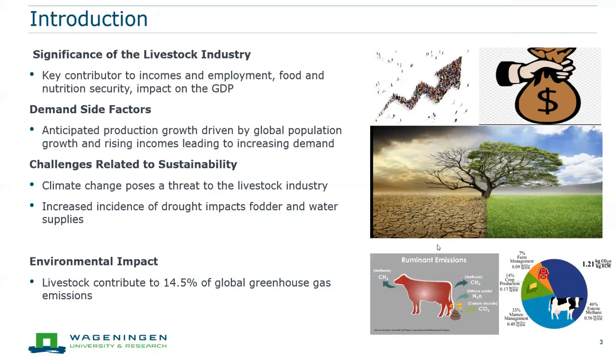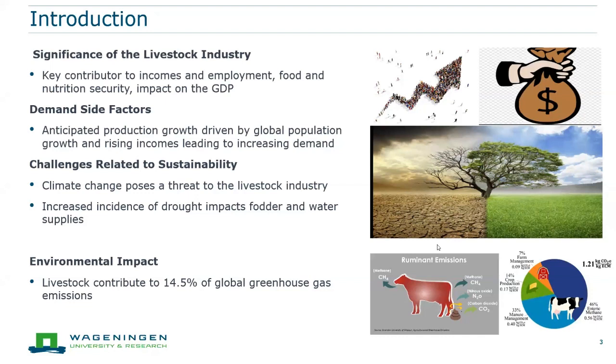So I started by mentioning why the livestock sector is important, and also mentioned the drivers from the demand side, and talked about sustainability being an issue because of the pressure that the livestock sector is putting on the environment. But I also mentioned that climate change has an effect on the livestock sector because production is affected by droughts and changes in rainfall patterns.